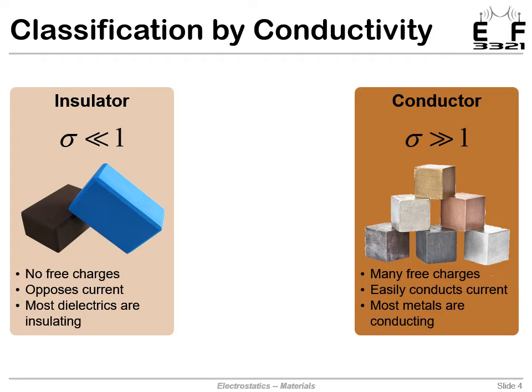On the other end of the spectrum are conductors. Most metals are conductors, and this is defined where the conductivity is a very, very large number. There's lots of free charges, electrons that have broken away from their atoms and can conduct a current. So these easily conduct electricity. So things like copper and silver and gold, all these metals have very high conductivity.